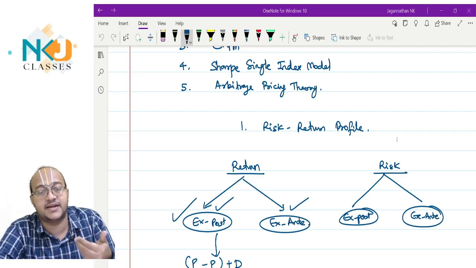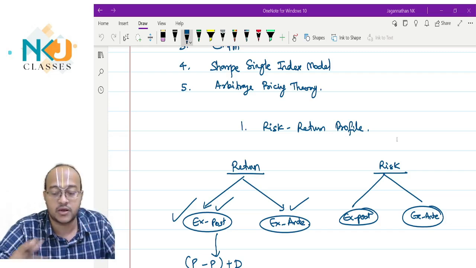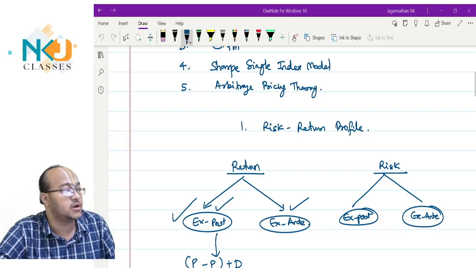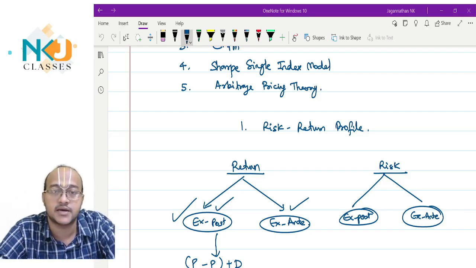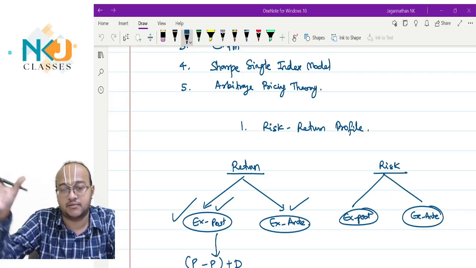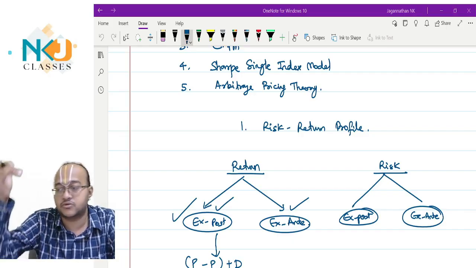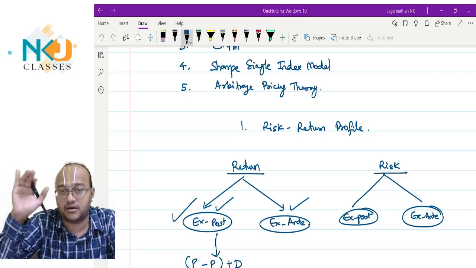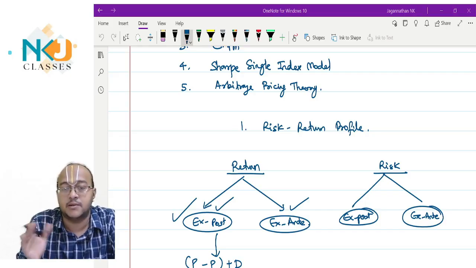Then come to ex ante return. How do you find ex ante? Using probabilities. How will you compute? For each year you will see the probability and multiply it by the return, then you take the total summation of it, and you will get the mean return, x bar.